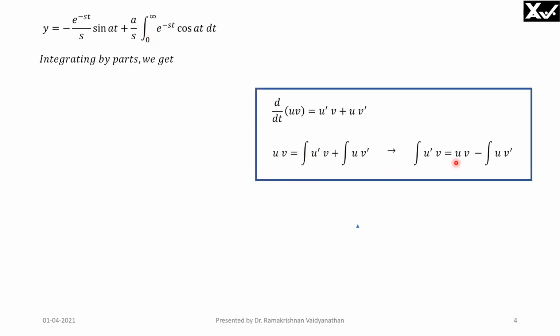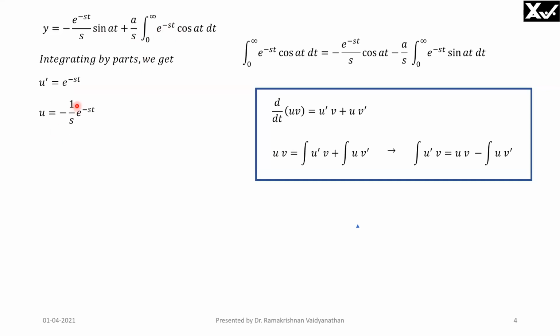Now, we are using the same relation. What is u? u dash is e power minus st. This is the term. So u is minus 1 by s e power minus st. cos at is v now here. And therefore v dash is minus a sine at. Substituting, you will get this answer. So the answer for the second term is given here.